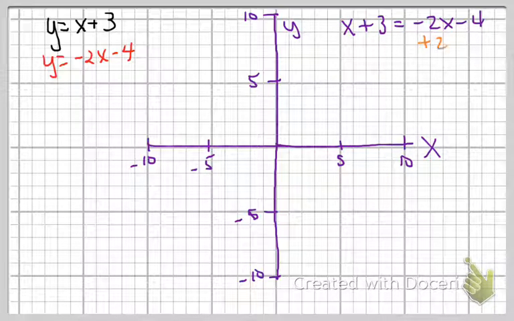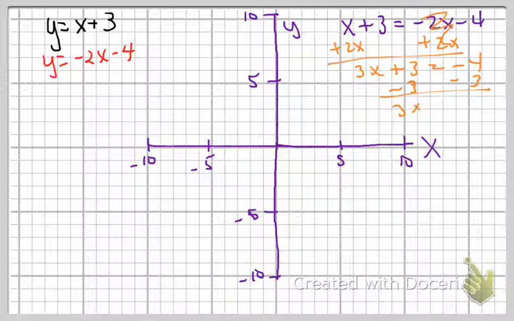So I'm going to add 2x to both sides. I get 3x plus 3 equals negative 4. This becomes a zero pair. I subtract 3 from both sides. I get 3x equals negative 7. Divide both sides by 3. X equals negative 7/3, which is negative 2 and 1/3. That's where I'm expecting it to intersect on the x-axis.